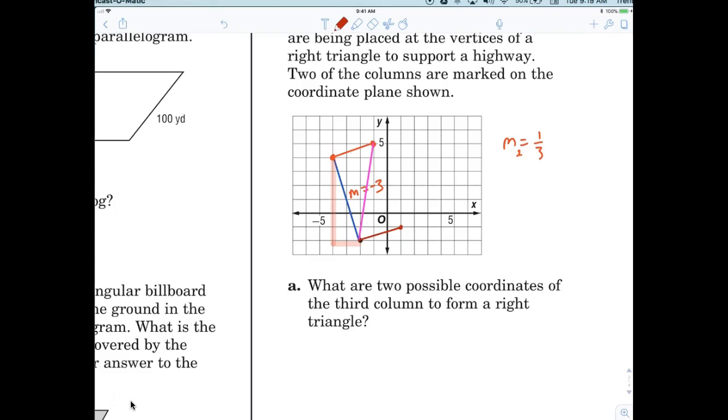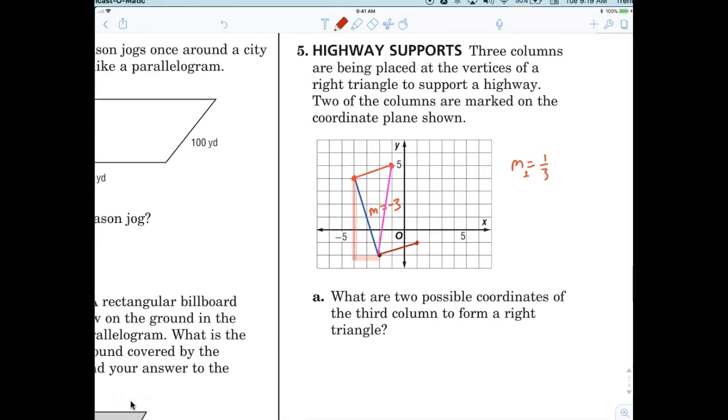-4 and -2, and then -2, 4. That forms the triangles. The lines... if we put a point right here, then we have one right triangle and another right triangle. And that's easier to find the length of the sides.